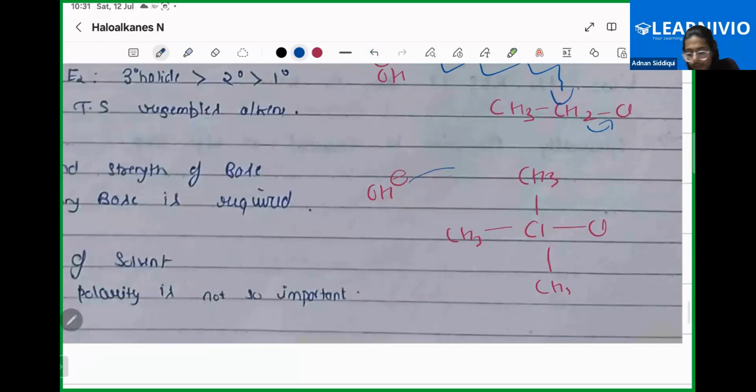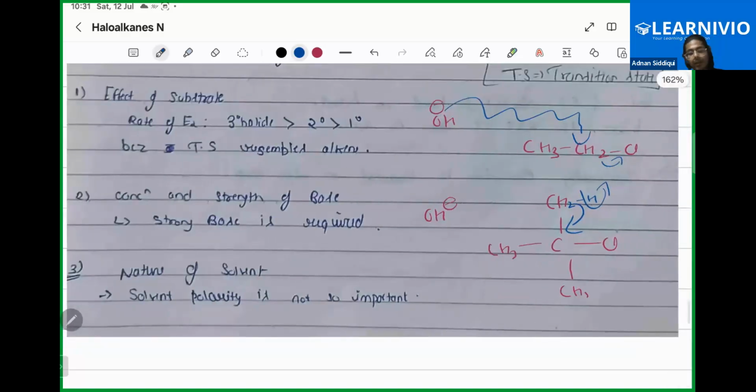But here, the backside attack is not possible because these methyl groups have their own electron cloud, and it will cause hindrance to attack from the backside. So here, automatically, this will not act as a nucleophile now. It will act as a base because it has no option to act as a nucleophile. It will directly attack from outside, abstract the proton, and lead to elimination.